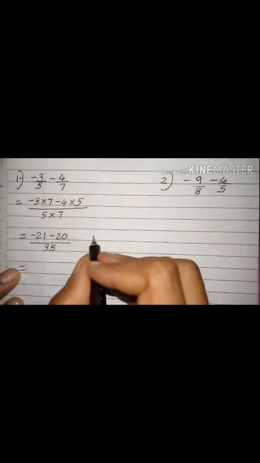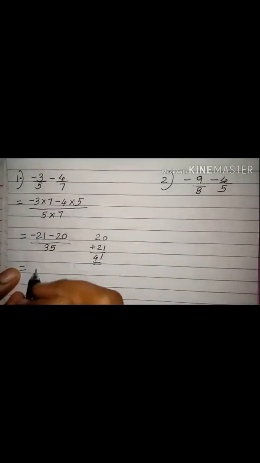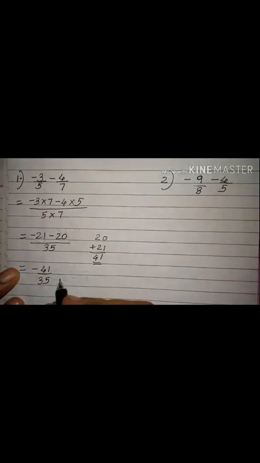So 20 plus 21, you can do it here if you want, but I don't want any wrong answers. So 20 plus 21 is 41. So the answer will be minus 41 by 35. So I can write the final answer: minus 3 by 5 minus 4 by 7, my answer is minus 41 by 35.